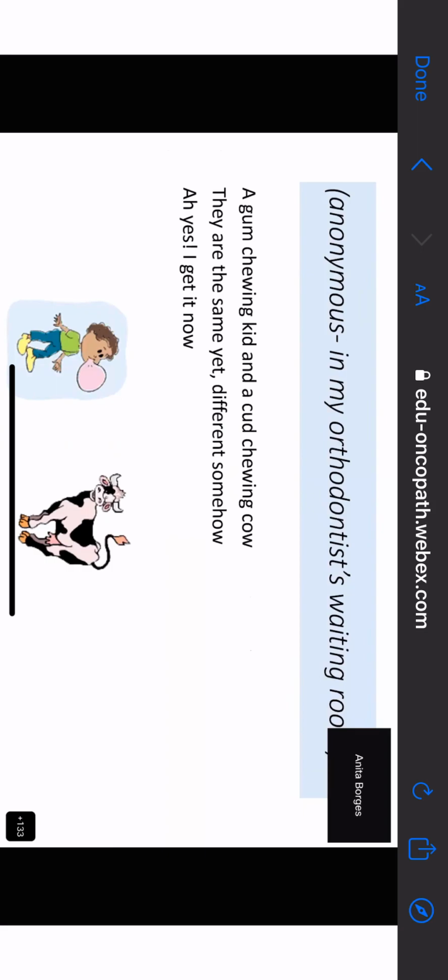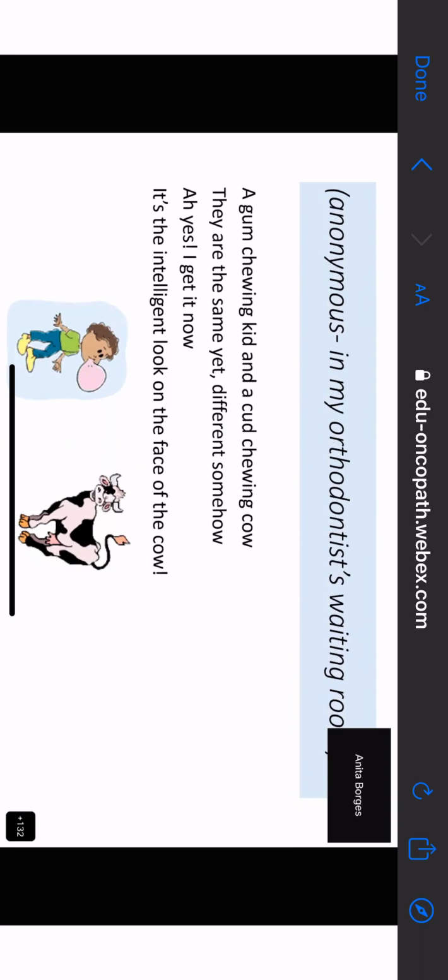You know, this was something that I saw in my dentist's waiting room. It said a gum chewing kid and a cud chewing cow. They are the same yet different somehow. Ah, yes, I get it now. And what's the difference? It's the intelligent look on the face of the cow.